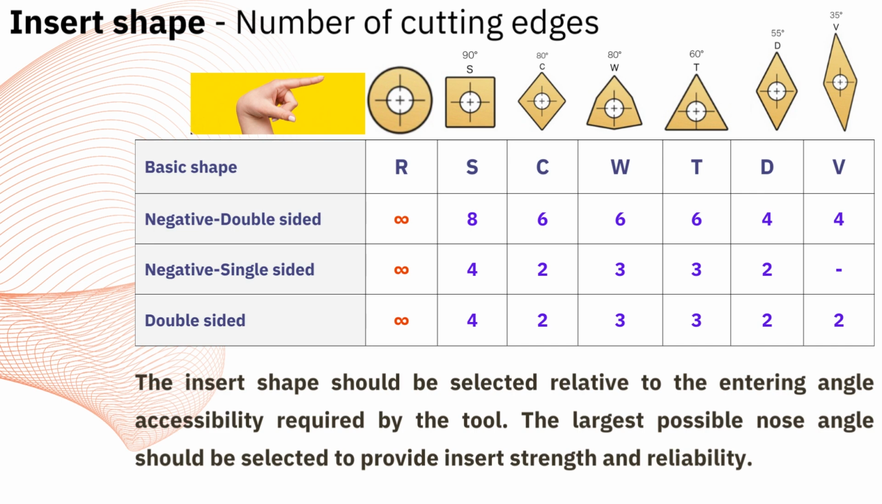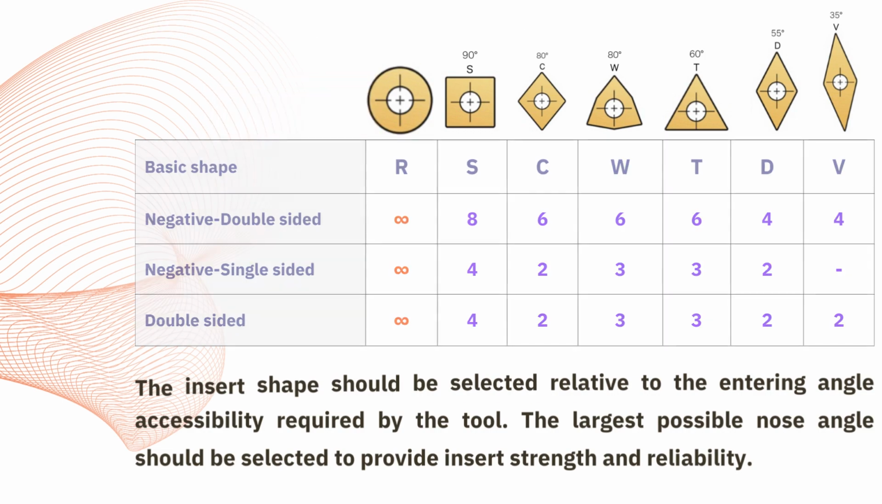C and W type inserts are commonly used for roughing due to their larger point angles. D and V-type inserts are generally used for finishing surface treatments since the nose angles are smaller. While having less strength creates a disadvantage, their ability to reach more part details offers an advantageous processing opportunity.